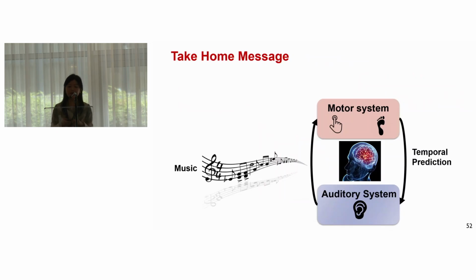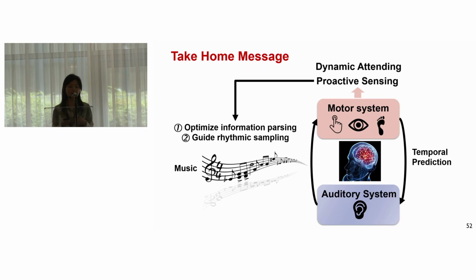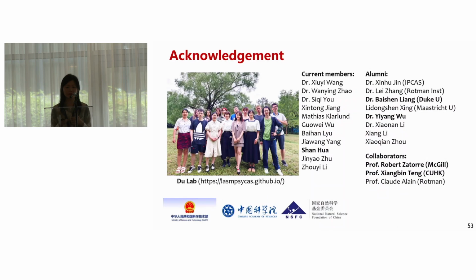So the take-home message is that when we're listening to music, we not only use our auditory system, but also our motor system. In addition to the fingers and feet, we also use our eye movements to synchronize with musical structures. This auditory-motor synchronization facilitates temporal predictions and also applies to our dynamic attending and proactive sensing, to optimize information processing and guide rhythmic sampling in our environments. So yeah, thank you to my group and thanks to all the grants, and I will take your questions.